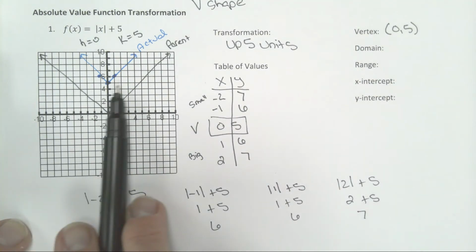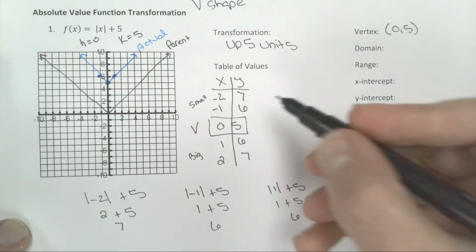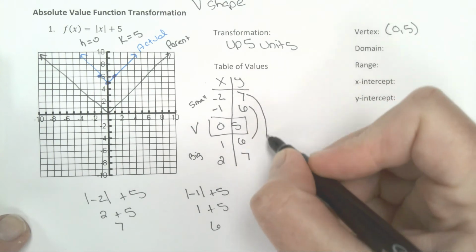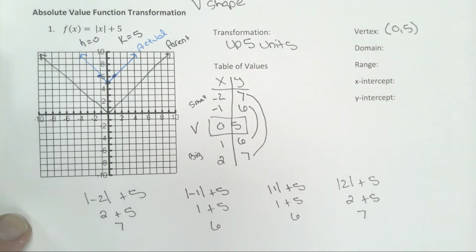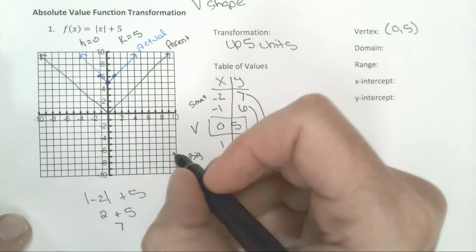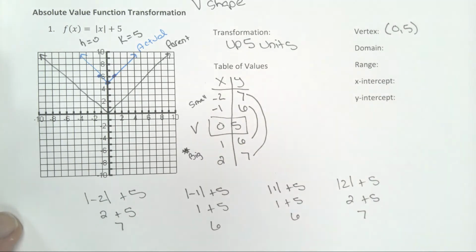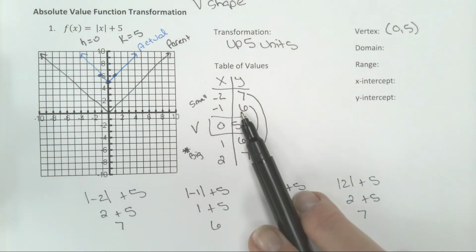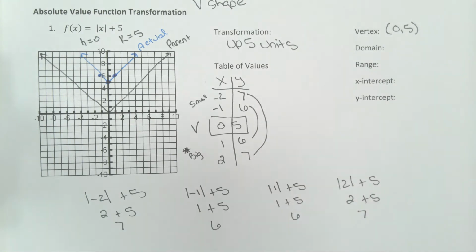So remember an absolute value, this V has symmetry. I thoroughly expected these two y values to be the same and these two y values to be the same because there is symmetry on it. Since I have symmetry, on future ones, I'm probably only going to do the 2 bigger ones and then just reflect those y values across.